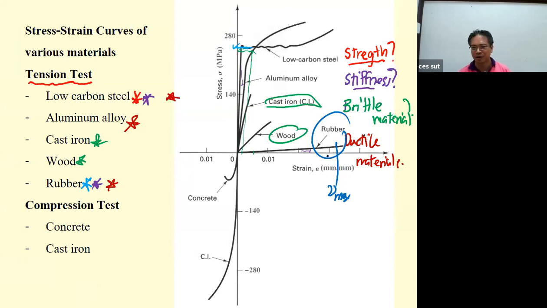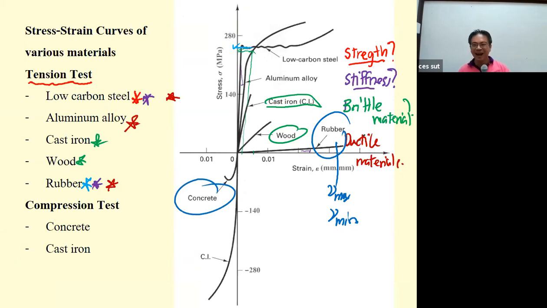Which material is going to have the minimum Poisson ratio? Aluminum and carbon steel are very close. Or if you consider the whole diagram, you may say the concrete is going to have the lowest Poisson ratio. That is about 0.1.